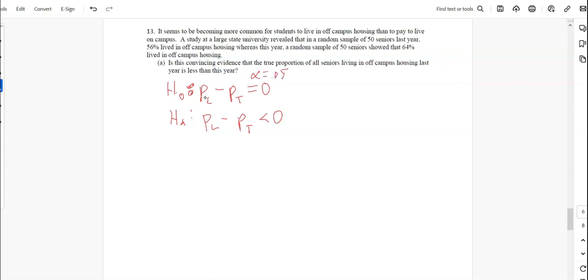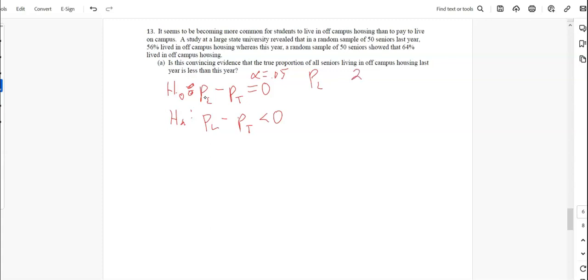You want to define the proportions. I'm not going to write it all, but P of L is the true proportion of last year's seniors who lived off campus, and P of T is the true proportion of this year's seniors that live off campus. Okay, we're done with the state. So then our next step would be to plan.